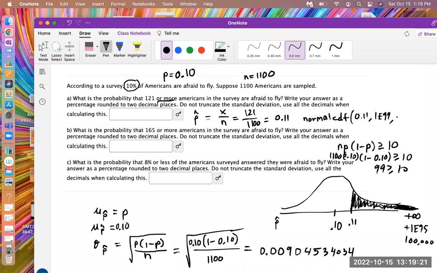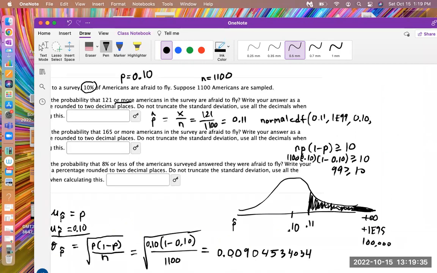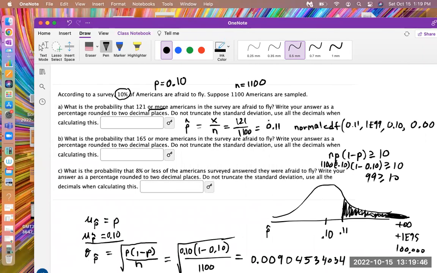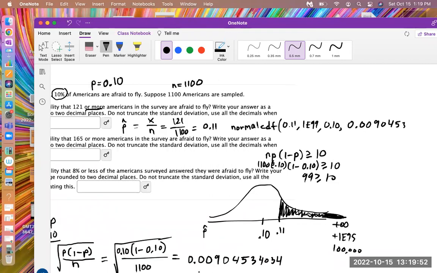Then the next step is to put the mean, which here is 0.1. And then the standard deviation is the one from down here that we got earlier, 0.009045. And like I said, I'm warning you here, do not truncate the standard deviation. Use all of these decimals. Or you might be able to put the whole formula into it as well. Sometimes it'll allow you to do that. I'm not sure it will in this situation, so I'm just going to put all the decimals.